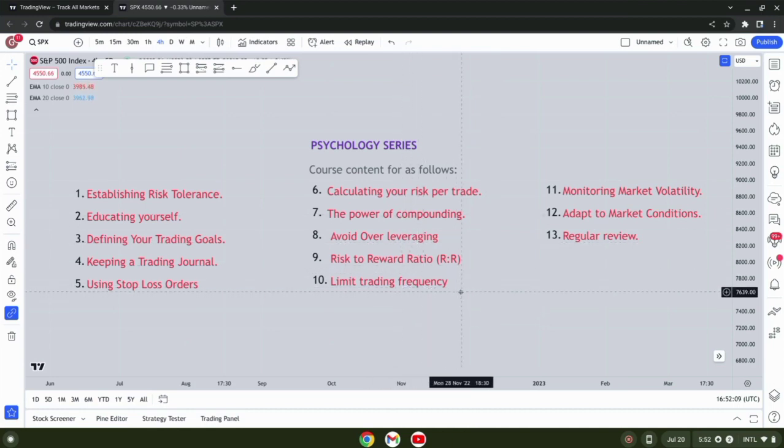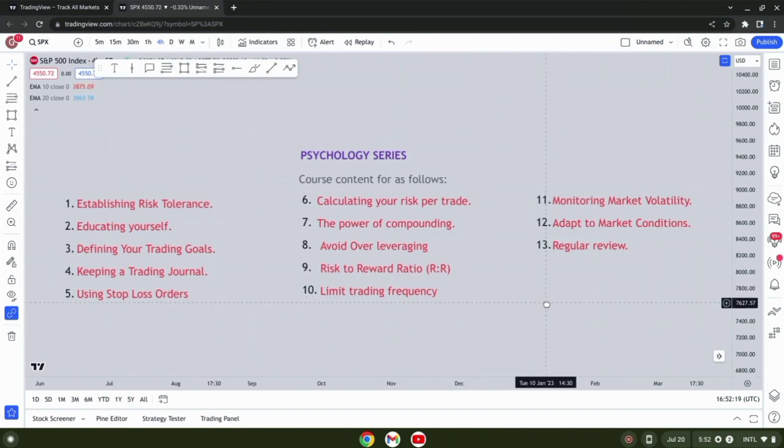Then we have number 10, limiting your trading frequency. It's not every time you need to trade. When you hit your goals, you just have to stop trading. There is no need continuing to trade. Number 11, we have monitoring market volatility. So many people see this as a drawdown, while many see it as an opportunity to make money. In this instance, we'll be talking about how to use market volatility in your favor.